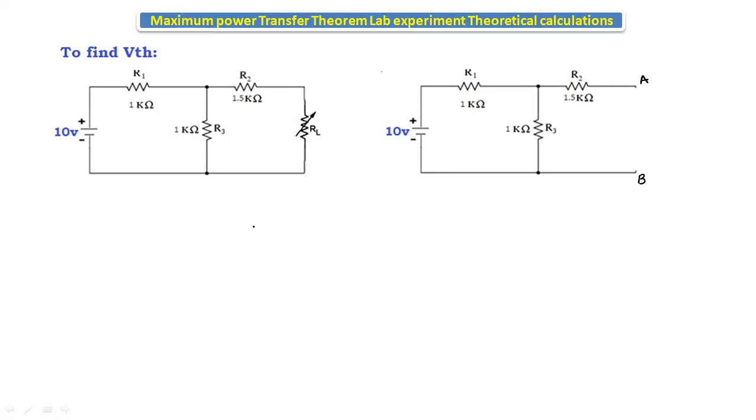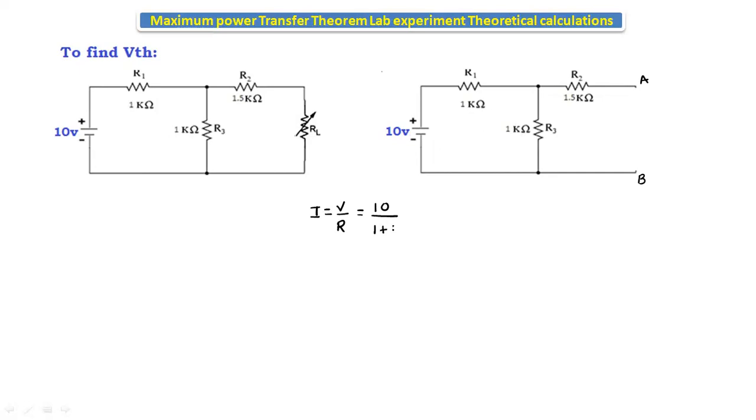Now let's find VTH. To find the voltage across the 1 kilo ohm resistor, we need to know the current, so I am finding the current here. To find the current, the formula is I is equal to V by R. The V value we know, that is 10. These two resistors are connected in series.